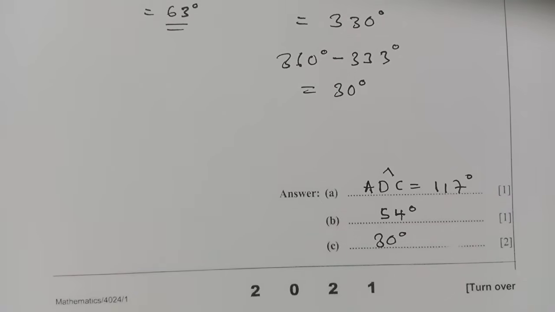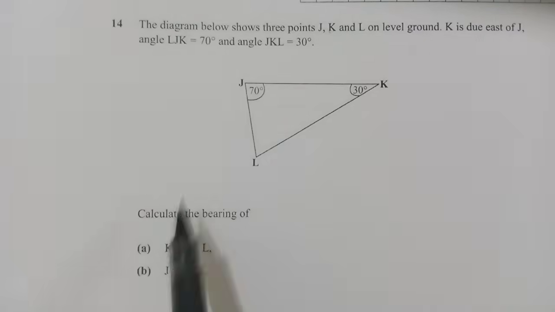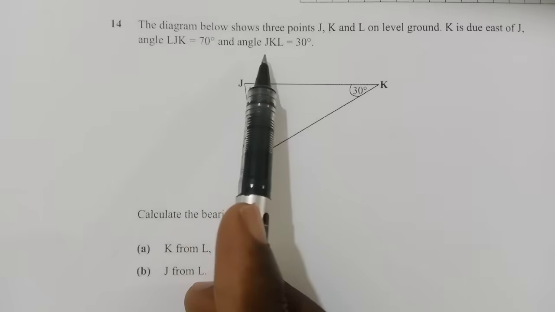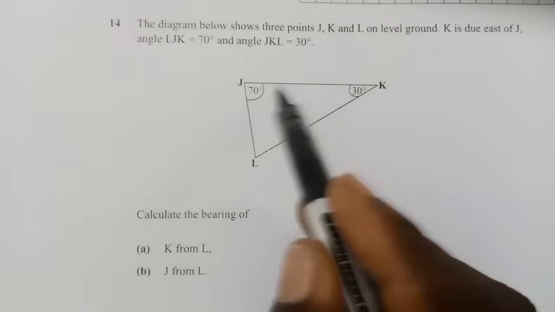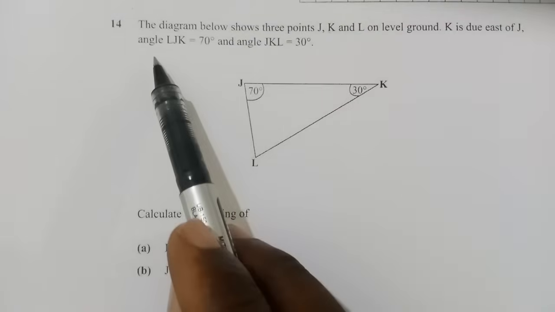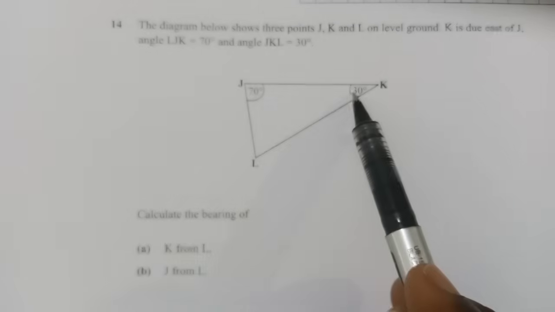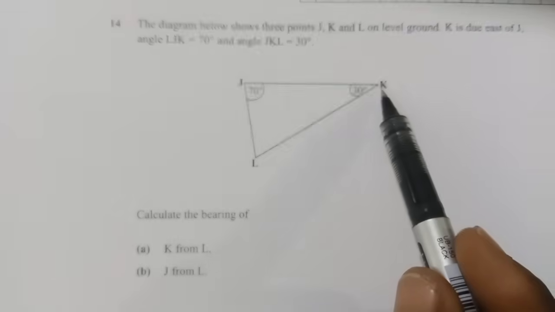We go to the next question. All right, so on this question right here, question 14, they're saying the diagram below shows 3 points, J, K, and L on level ground. K is due east over J, okay? And they've given us these angles. This is 70 and 30 degrees. So calculate the bearing of K. Where is K? K is here from L.